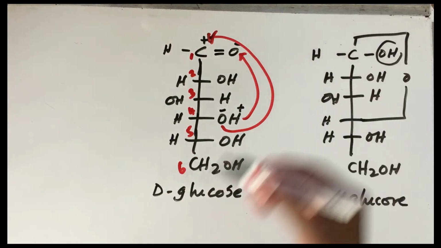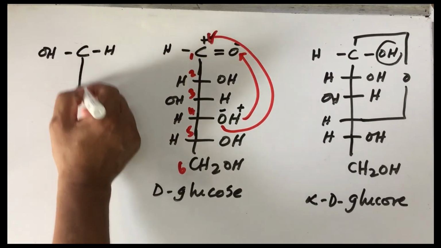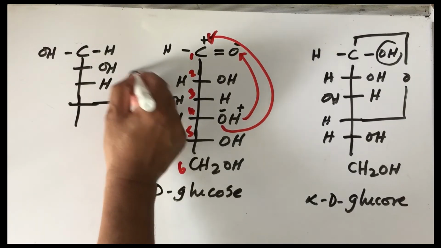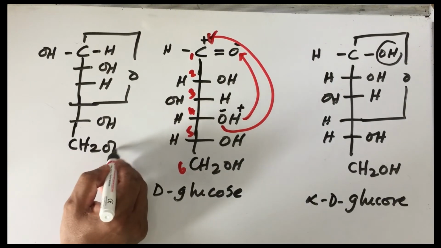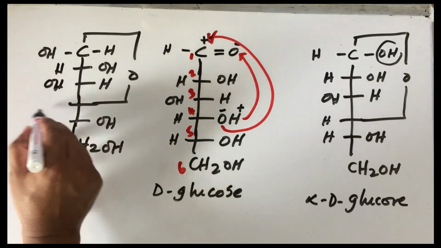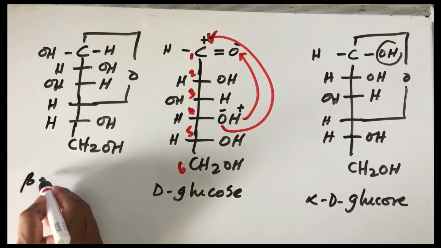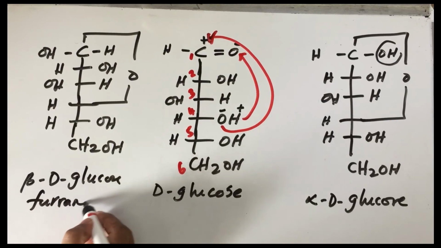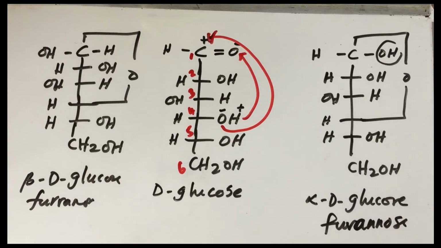And let us keep the hydroxyl group on the left hand side. We can have OH here, OH, H, and the link is formed here, OH and CH2OH. H here. So this will be the beta form, beta D glucose, but it will be in the furanose form. No confusion. So beta D glucofuranose. Beta D glucofuranose it is.